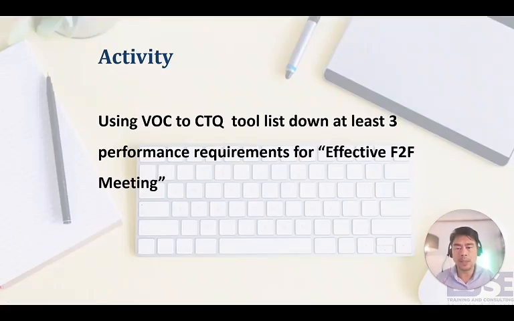Using a VOC to CTQ tool, list down 3 performance requirements for an effective face-to-face meeting. I'll give a context for this activity. Imagine you are running a meeting for a client. You could be an event organizer, and your client requested an effective face-to-face meeting. That's a bit ambiguous. Using the VOC to CTQ tool, how would you translate effective face-to-face meeting?